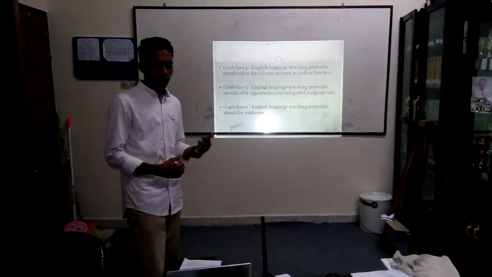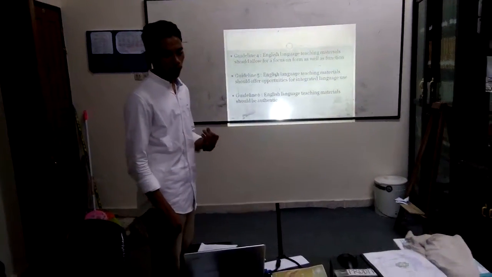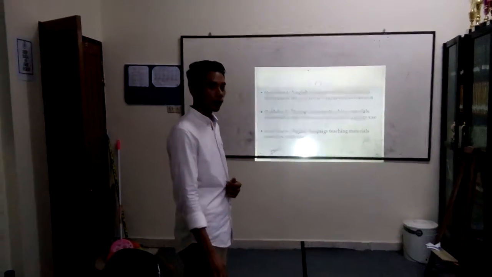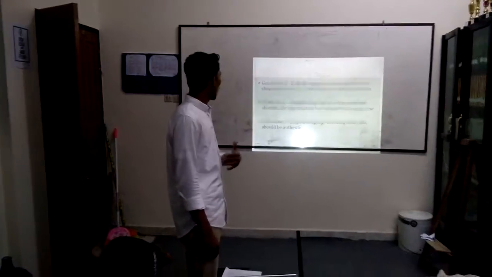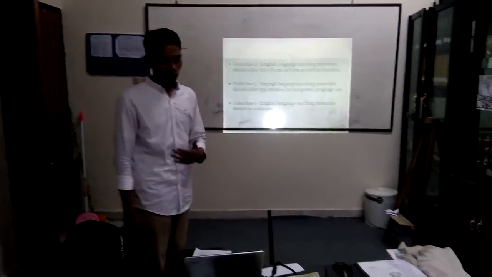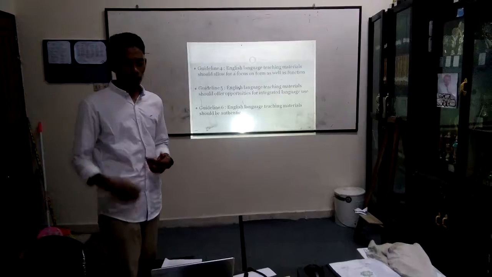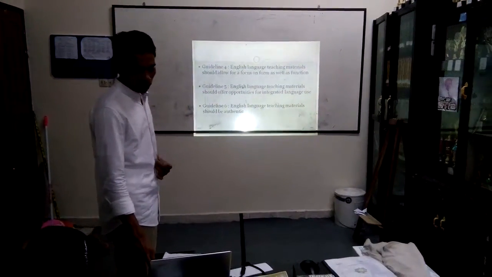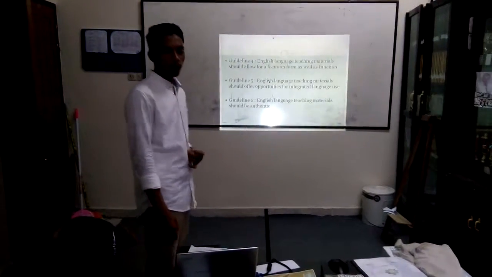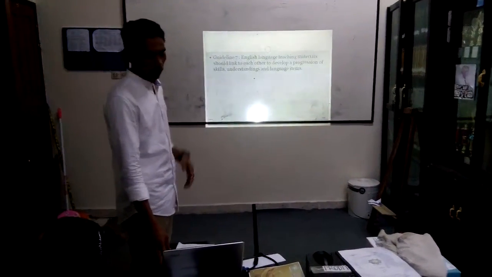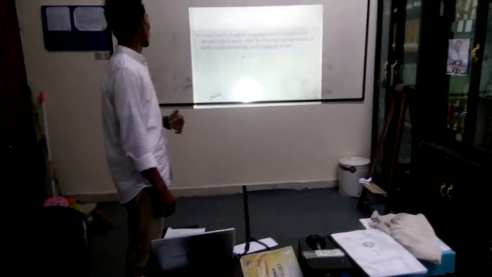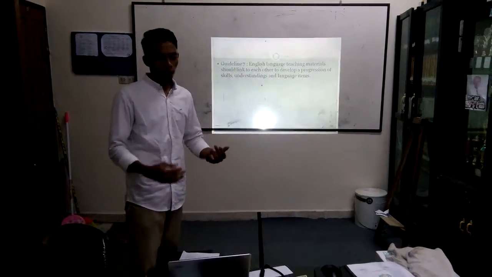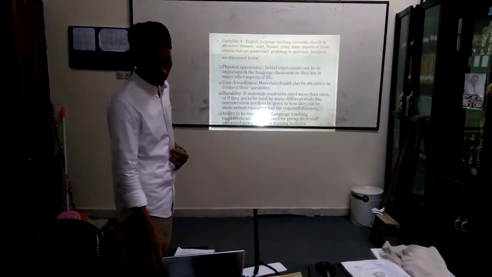Guideline 4 is English language teaching materials should allow for a focus on form as well as function. Guideline 5 is English language teaching materials should offer opportunities for integrated language use. Guideline 6 is English language teaching materials should be authentic. And guideline 7 is English language teaching materials should link to each other to develop a progression of skills, understanding and language items.